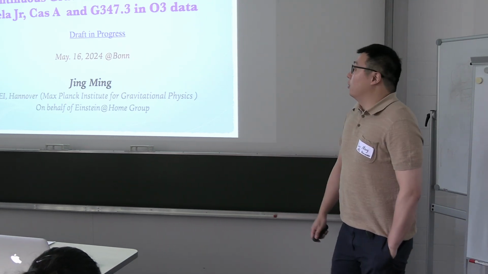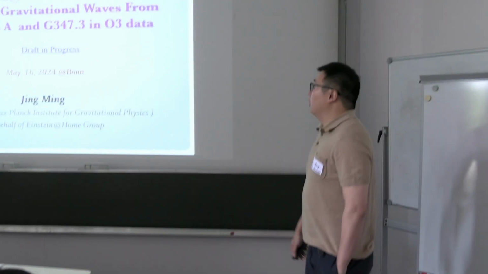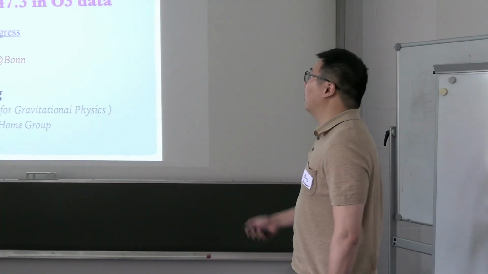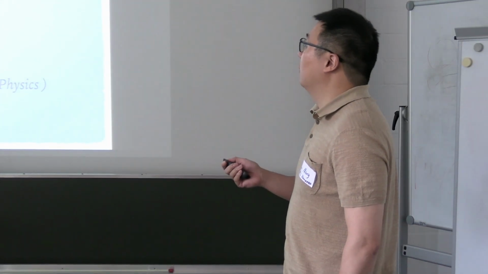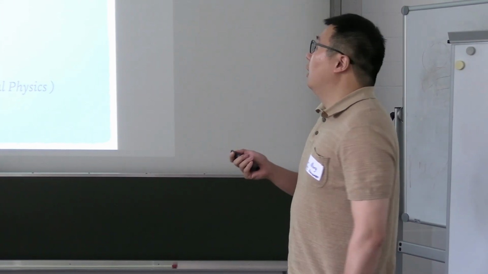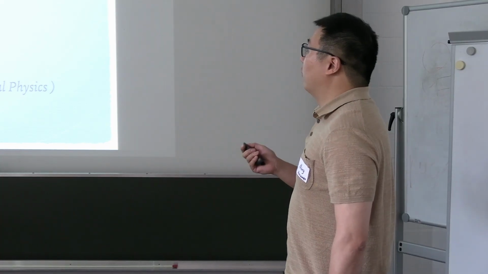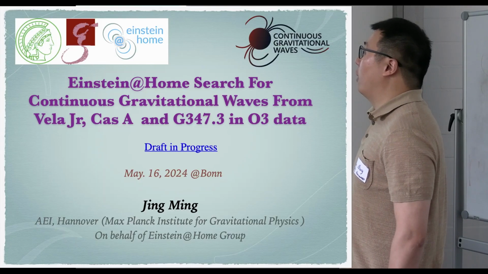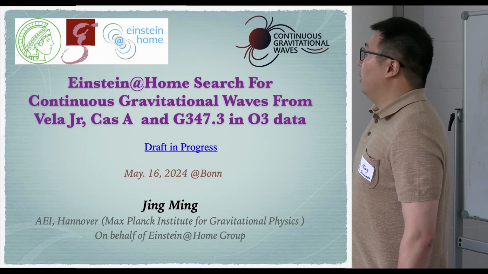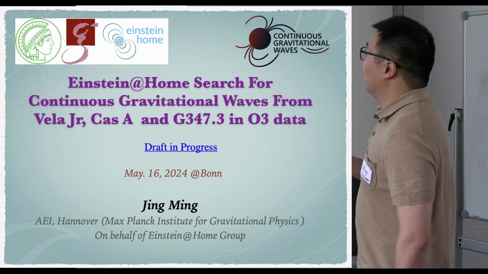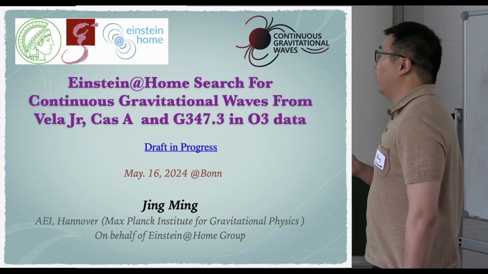Today I'm going to give you the most recent update about our Einstein@Home search for continuous gravitational waves from three supernova remnants, which are Vela Jr., Cassiopeia A, and G347 in the LIGO O3 data.